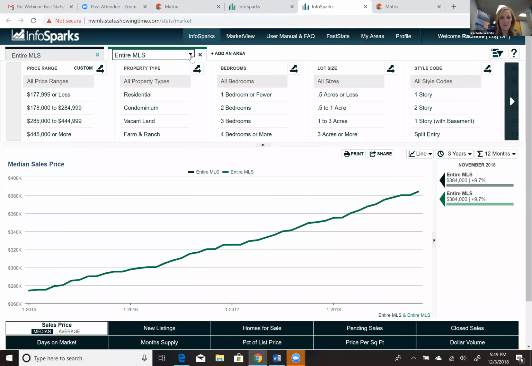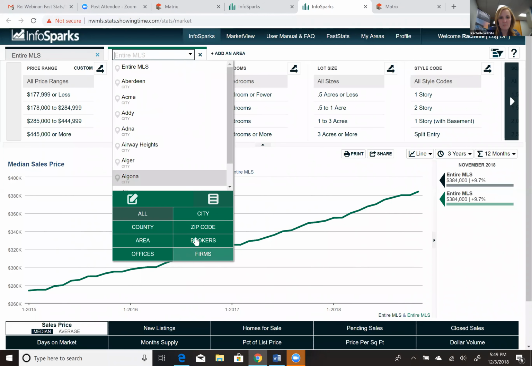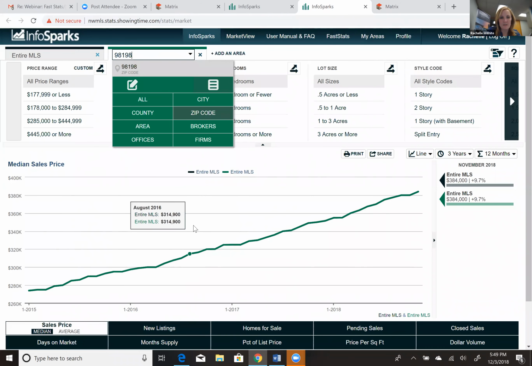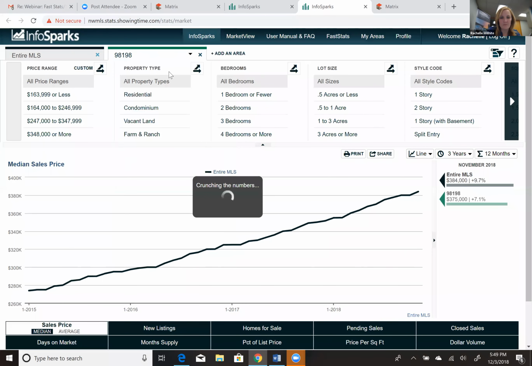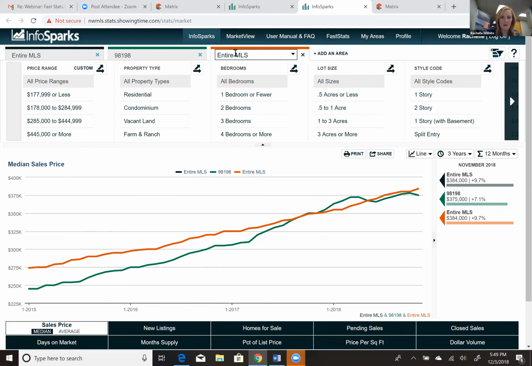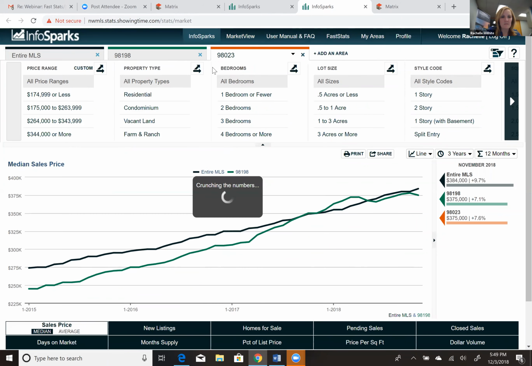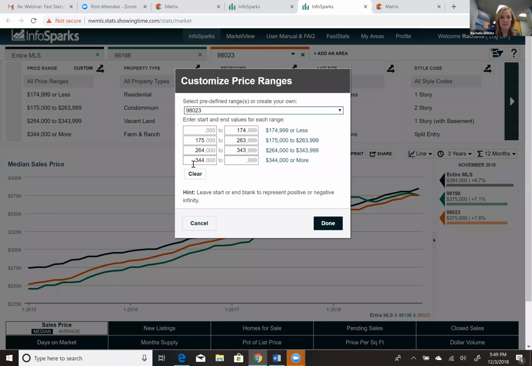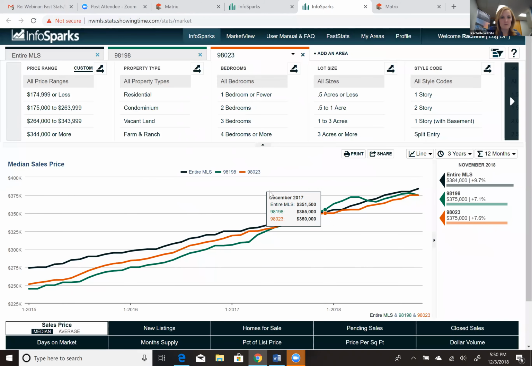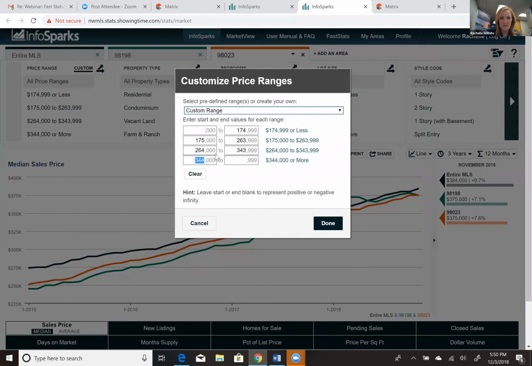98198. There's a little arrow right here which always trips people up. You can push the arrow and then type in the zip code 98198, and then that took. There's my 2 lines, and then we're going to also compare 98023. And you could do by area number as well. That might have been easier with what I was trying to accomplish today. And then my custom field, I have to adjust that. Let's go 900 or more. My goodness, 900.